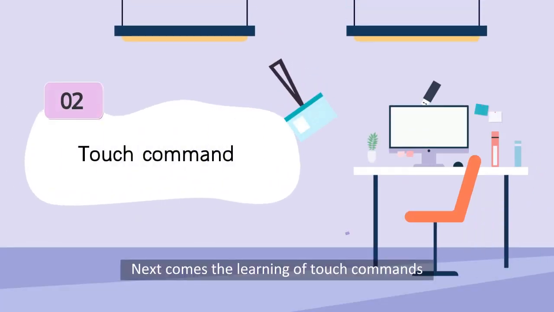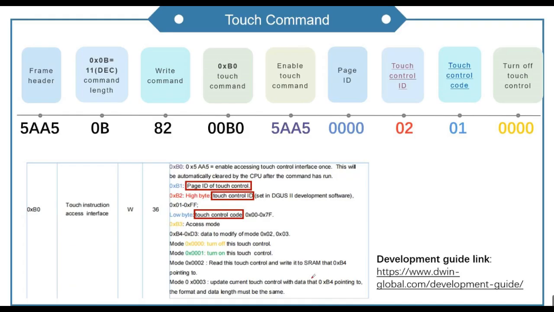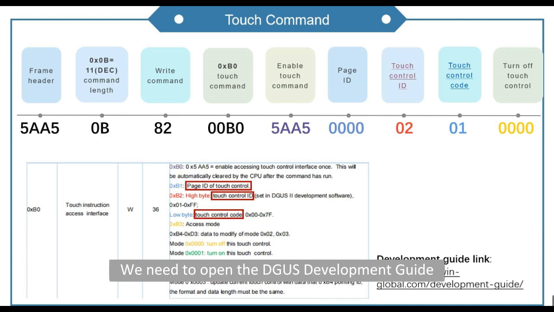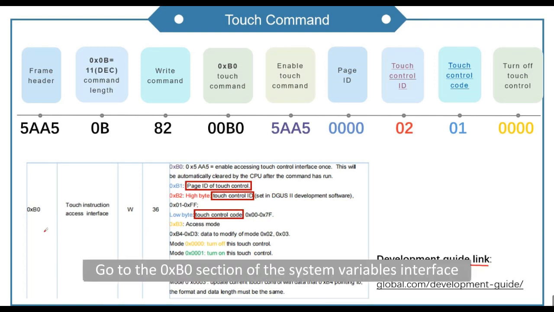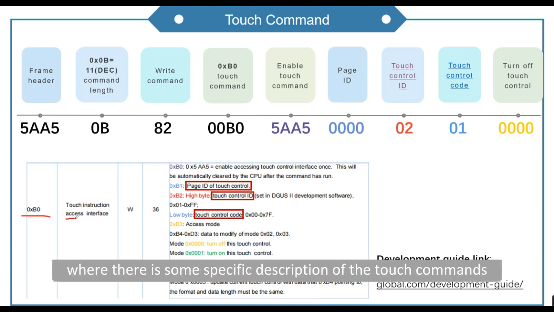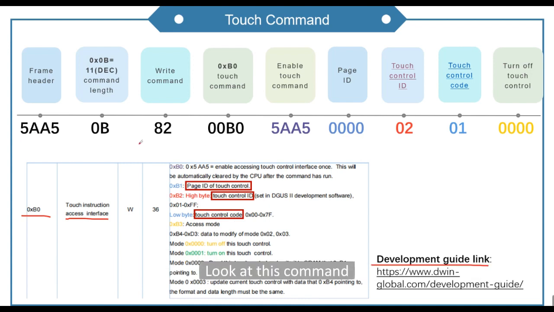Next comes the learning of touch commands. We need to open the DWIN development guide. Here is the website address. Go to the B0 section of the System Variables interface, where there is some specific description of the touch commands. Look at this command.